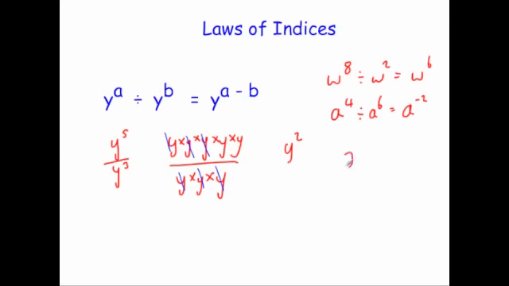So you could have something like this, 24w to the power of 6 divided by 2w to the power of 2, or 2w squared. And you just divide the numbers at the front first of all, so 24 divided by 2 is equal to 12. And then w to the 6 divided by w to the 2, you take away the powers, so you're going to get w to the power of 4. So the answer would be 12w to the power of 4.